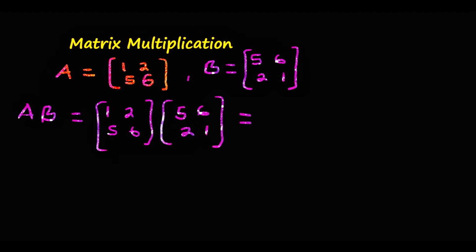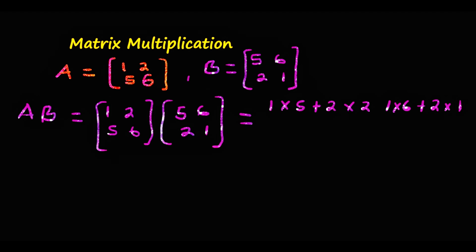To multiply matrices, the rows multiply the columns. So the first row in the first matrix will multiply each column in the second matrix. We'll start with 1 times 5 plus 2 times 2. Then we're going to go 1 times 6 plus 2 times 1. Then we're done with the first row.